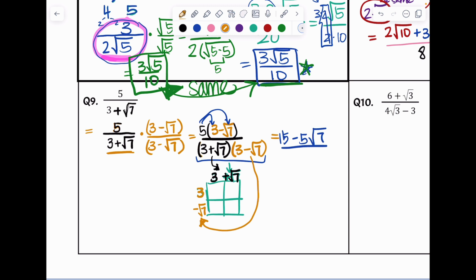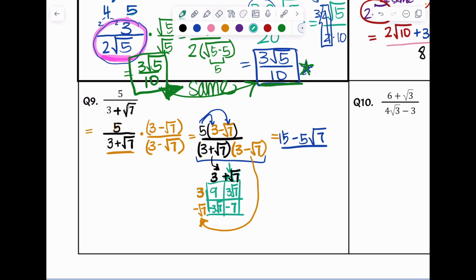So if I multiply these two, 3 times 3 is 9. And then 3 times rad 7 is 3 rad 7. And then negative rad 7 times 3 is going to be -3 rad 7. And then the last one will be negative square root of 7 times 7 is 49. So square root of 49 is still 7. So it would be -7.